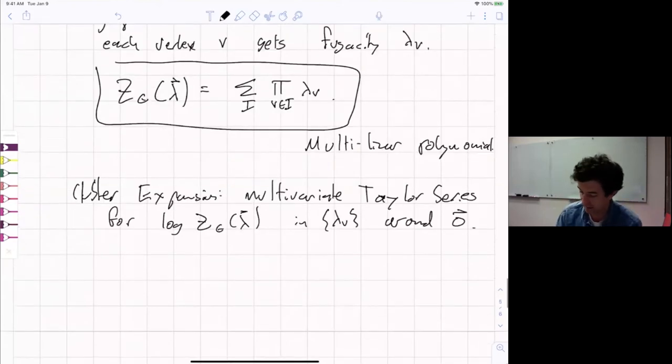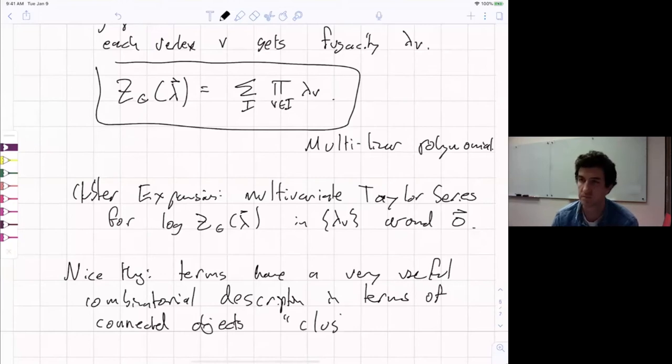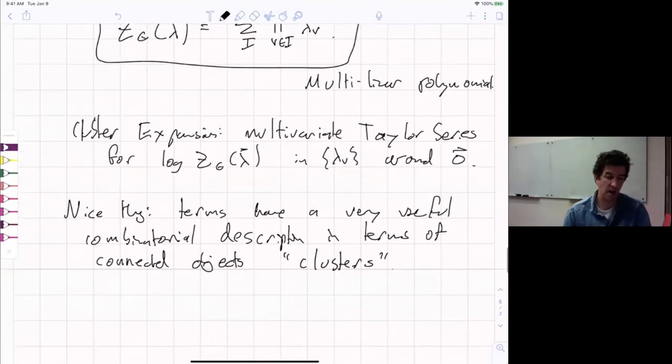But that's just words. The nice thing is that the terms have a very useful combinatorial description in terms of connected objects that we'll call clusters. And so what I want to show next is what actually are the different terms in this multivariate Taylor series. I'm not going to actually derive this combinatorial representation for you. In the notes, I've put some pointers to literature where these things are derived. But I just want to give you an idea of what this cluster expansion is.